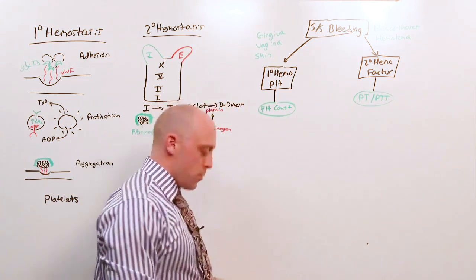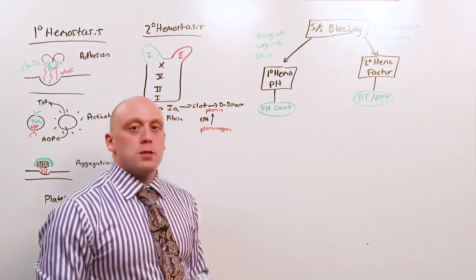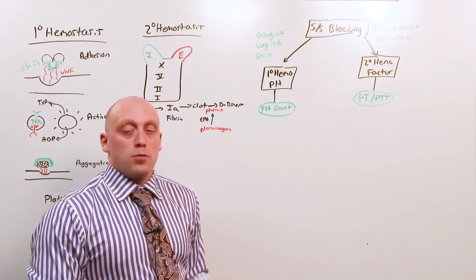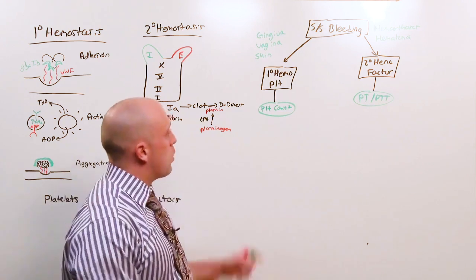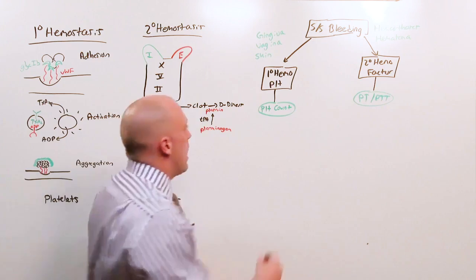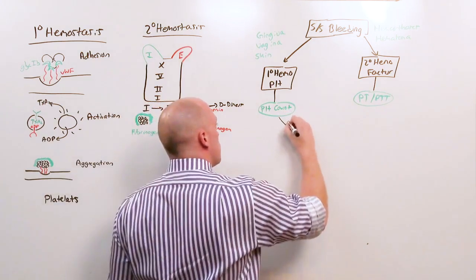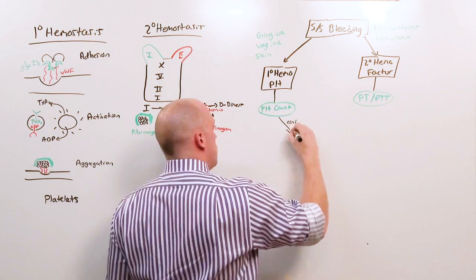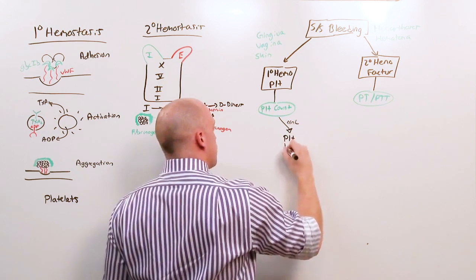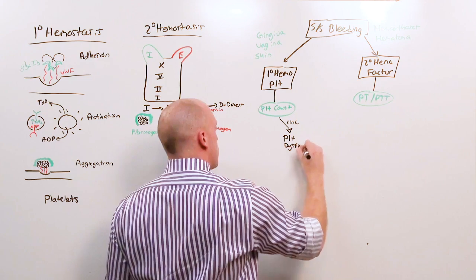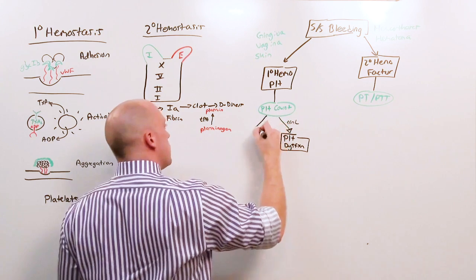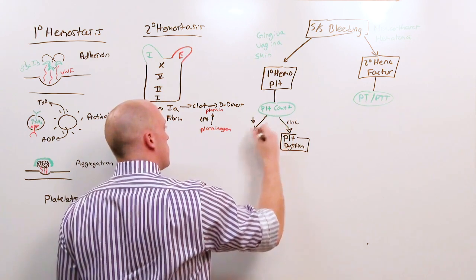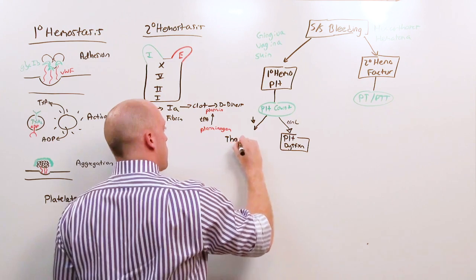Let's follow it through on primary hemostasis. If it's platelet bleeding, it's either a problem with platelet number or it's a problem with platelet function. So if you have platelet bleeding and a normal count, it is platelet dysfunction. If it's platelet bleeding and there's low platelets, that's thrombocytopenia.